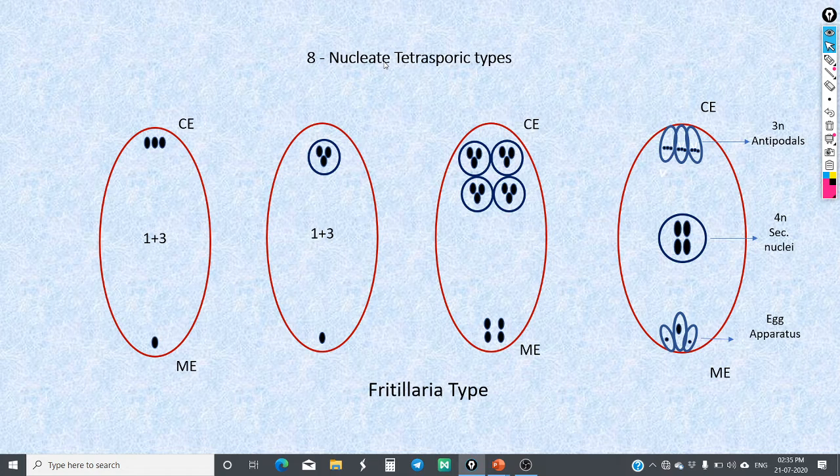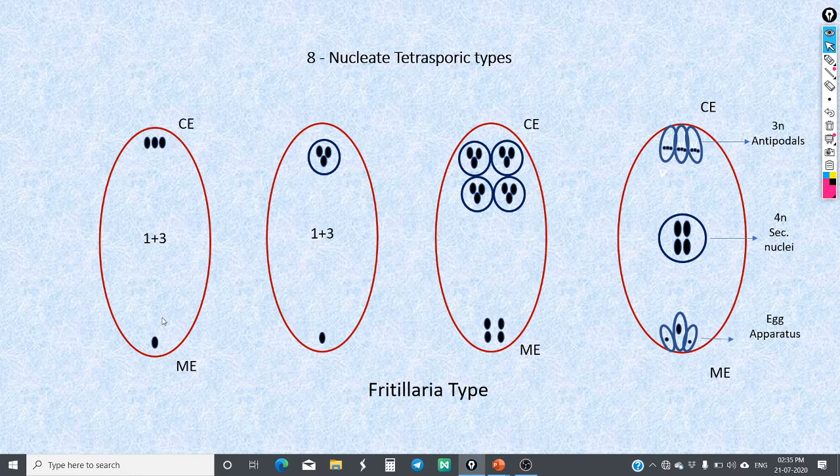Here also we have three. One is Fritillaria type, the other one Plumbago, and the last one is Adoxa type. In Fritillaria type, what is actually 8 nucleate tetrasporic embryo sac? At the end of development of the embryo sac, we will find 8 nuclei within that embryo sac. Such condition is known as 8 nucleated type. So here we will see 8 nuclei at the end of complete development of the embryo sac.